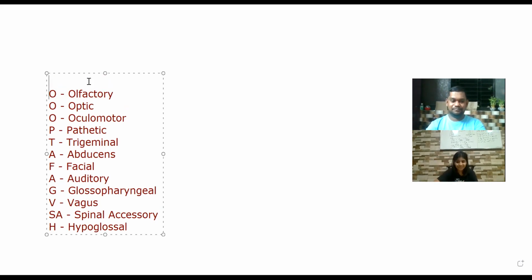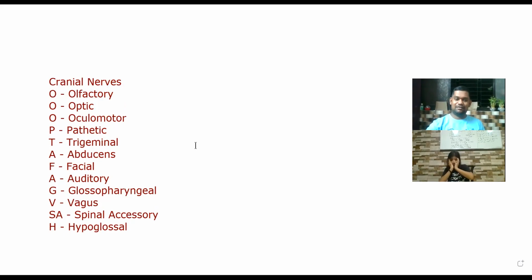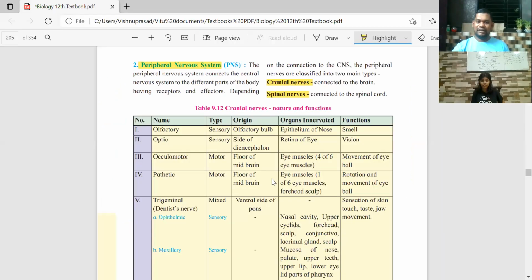Is that clear? These are all cranial nerves. These are 12, 12 pairs. So in the exam, please remember, if a question is asked, how many cranial nerves do we have? Either say 12 pairs or 24.